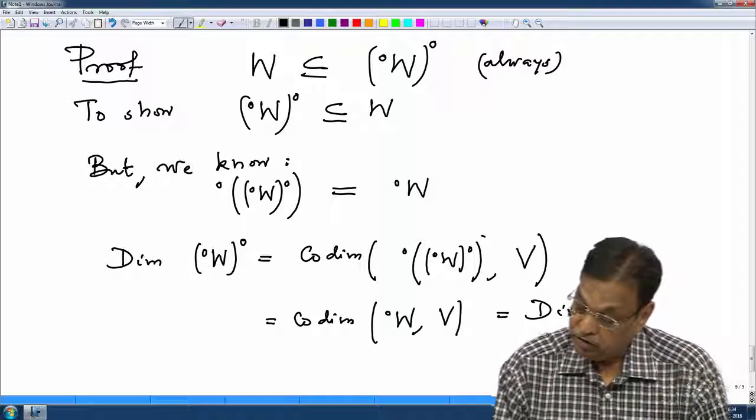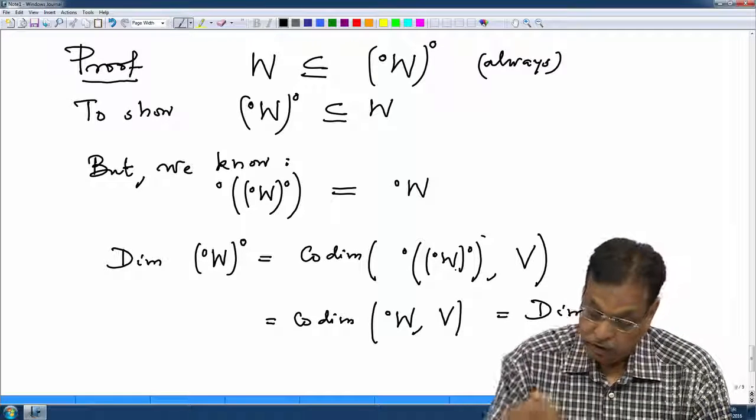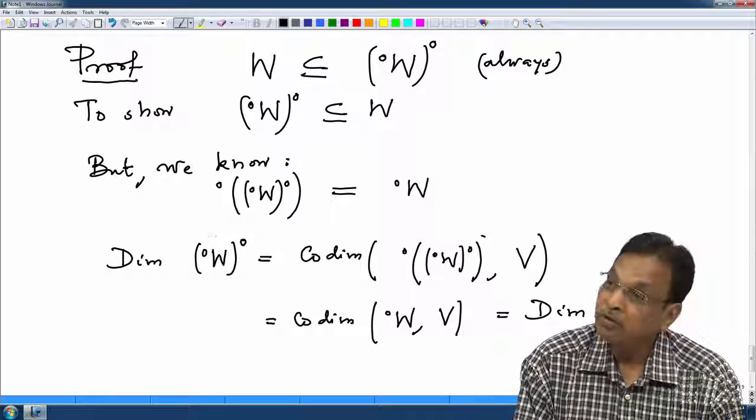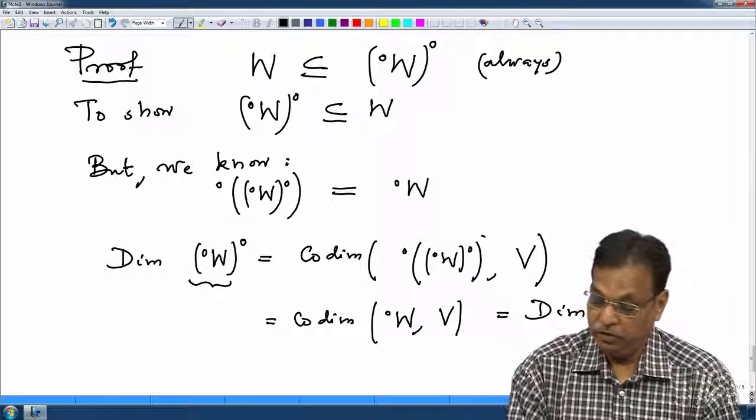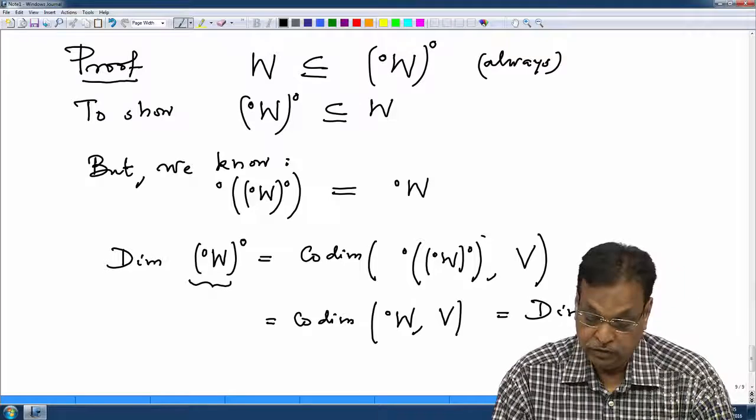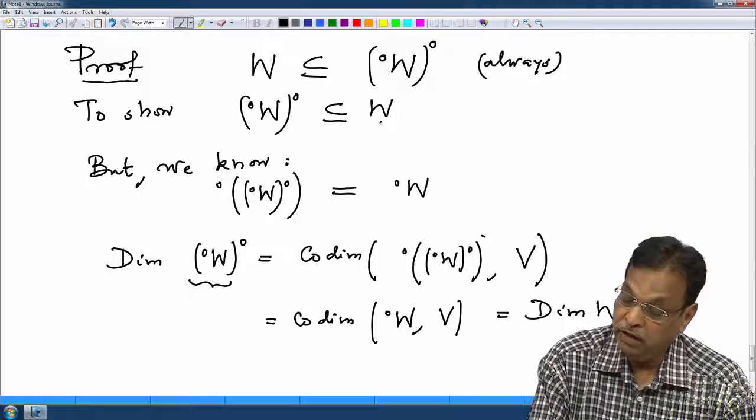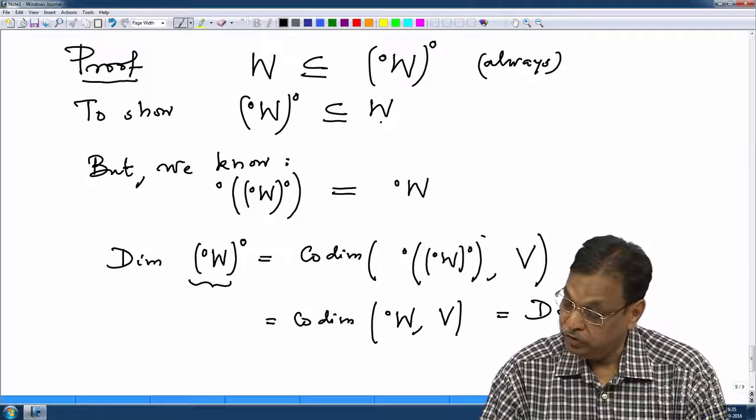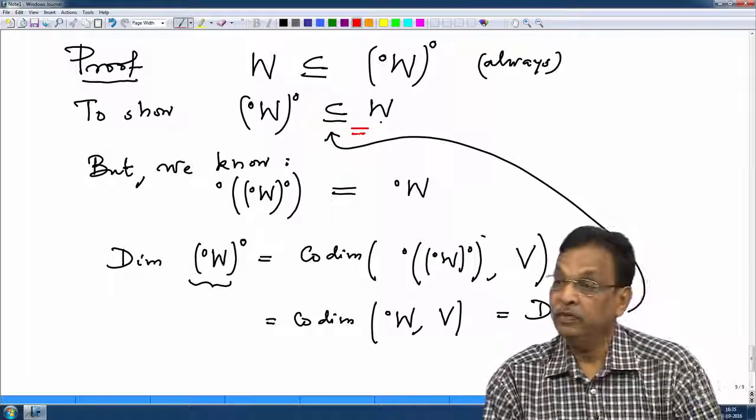You see this guy in V, this guy is also in V. So I am applying the earlier theorem once to this and once to this. So I get that the dimension of this is equal to the dimension of this. But then one is a subspace of the other and their dimensions are equal, as I showed. Therefore, equality holds here. That is what we wanted to prove.